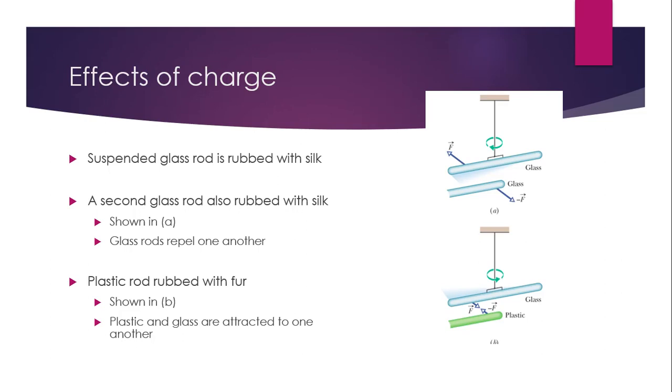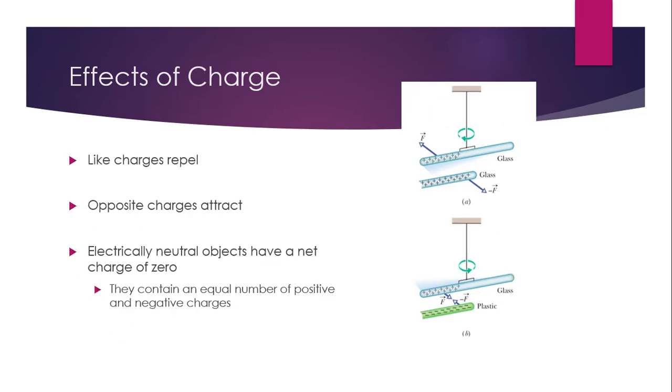Now if I did the same thing with a plastic rod and rubbed it with fur and brought it close to the glass rod, what I notice is I'm able to attract the glass rod to the plastic rod. Again, this will look like magic, but really there's no magic going on here. This is just action at a distance, that I have a force acting between the two rods. It's an attractive force. So what's going on here?